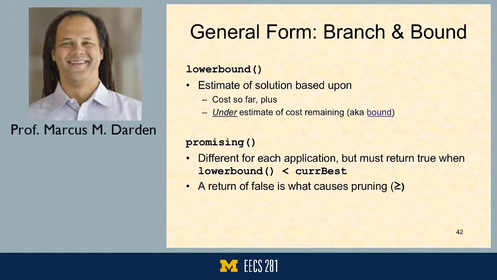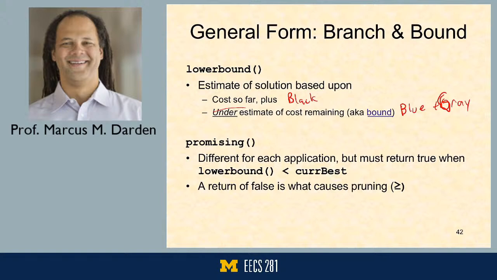Got this lower bound now. The lower bound is an estimate of the solution that's based on my cost so far. That's my current path length plus whatever it's going to take to do the rest. And in this case, it's talking about the MST and the arms. So the estimate of the cost so far, this is the black on the previous slide, and the underestimate of the cost remaining, this is the blue plus gray. Right? So that's what lower bound is. That's the estimate of the solution. I don't have to do all the work to get the solution, but I can estimate what it would be.